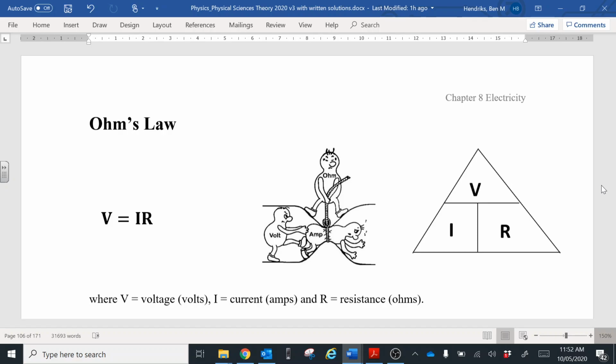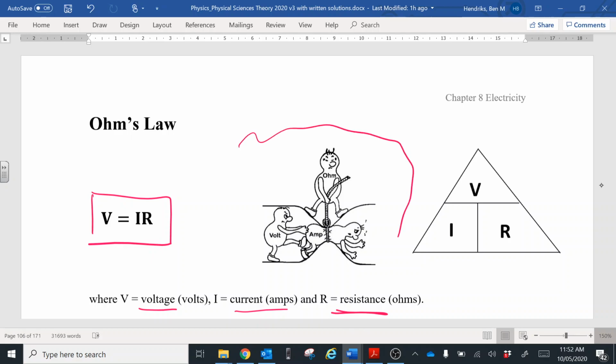Alright, so now moving on to Ohm's Law. So Ohm's Law is here, V equals IR, and it's a very important equation in electronics. It relates the voltage to the current I and the resistance R. And I like this little cartoon here.